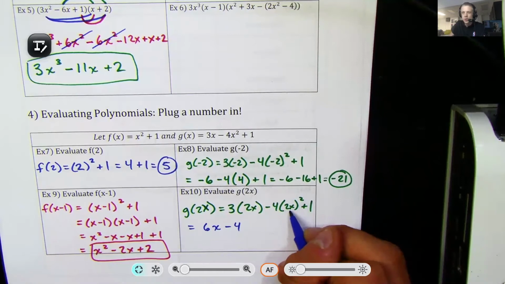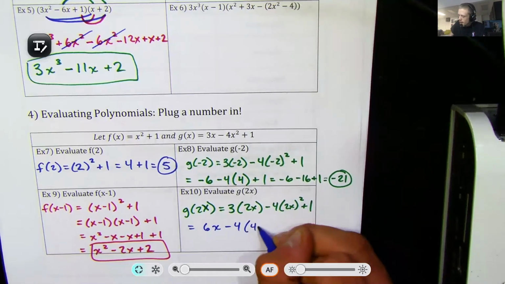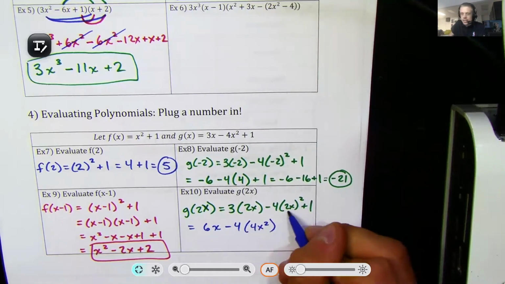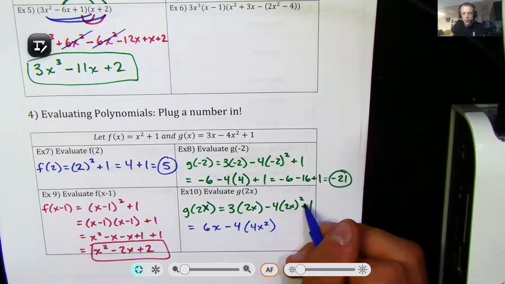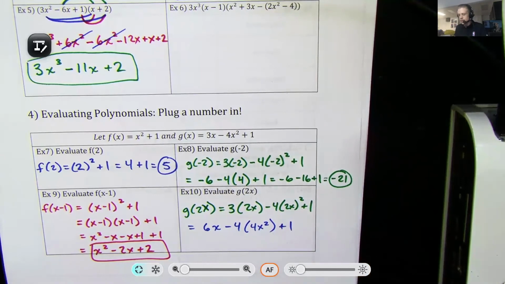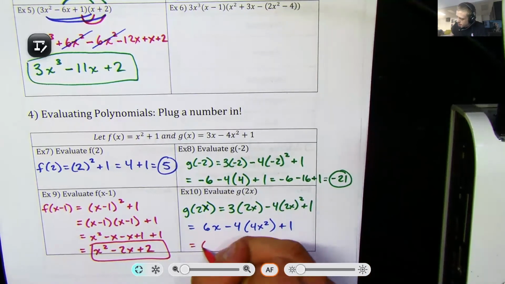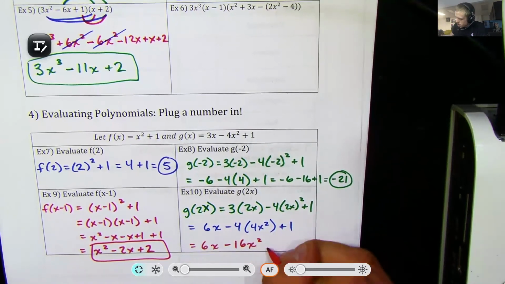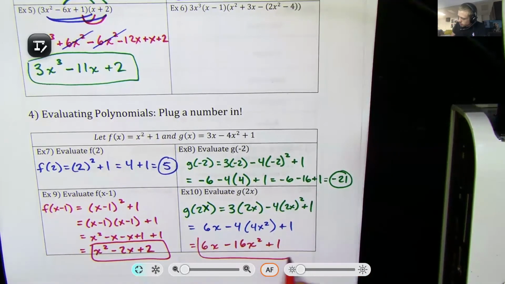2x times 2x is 4x squared, right? So just this little bit here, the 2x and then the squared became 4x squared, and I still have a plus 1 on at the end. Our final simplification is 6x minus 16x squared plus 1. Now that is not in standard form because I didn't line up the exponents, but that's okay.